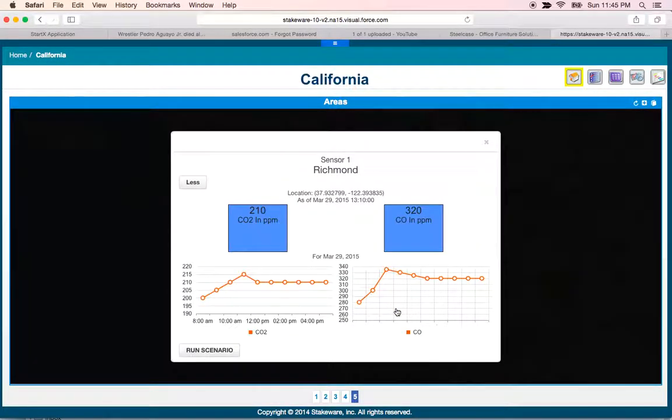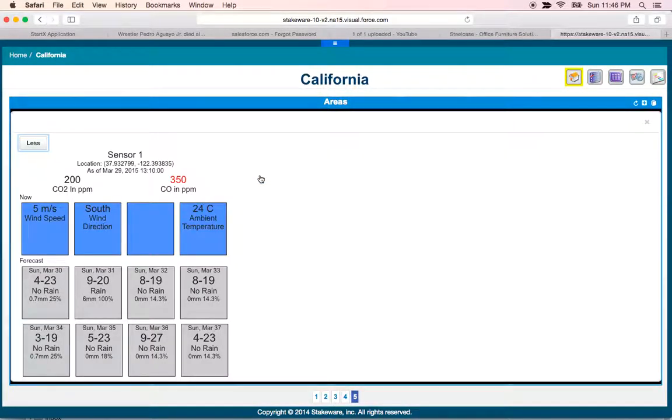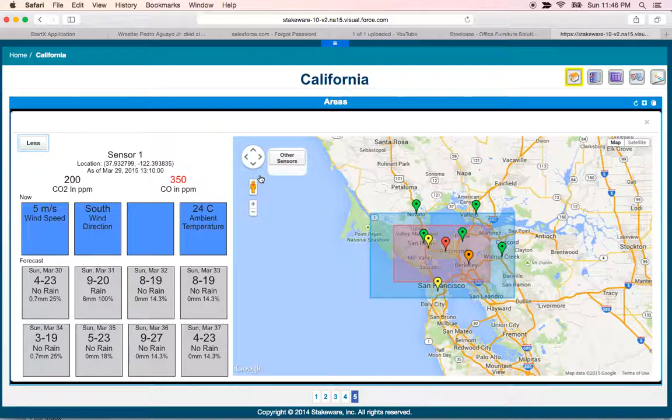We can basically monitor those emissions and see how they're doing, and then we can run a scenario where one of these sensors exceeds a specific threshold, in this case 350 parts per million. Once that happens, the sensor automatically will go and talk to another network of sensors. One of them, in this case, is measuring the speed and direction of the wind.